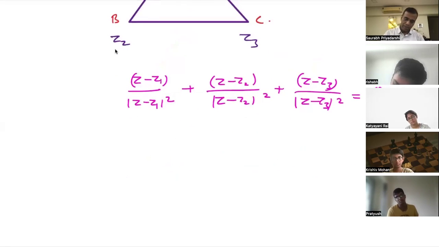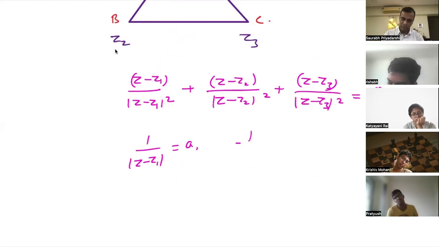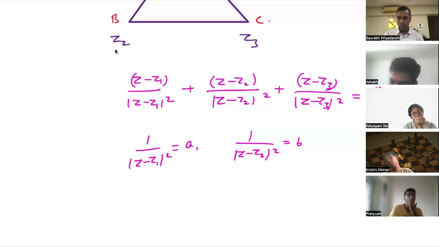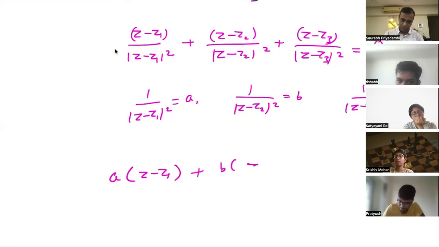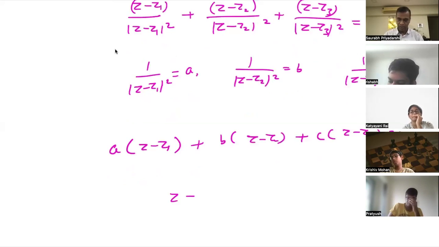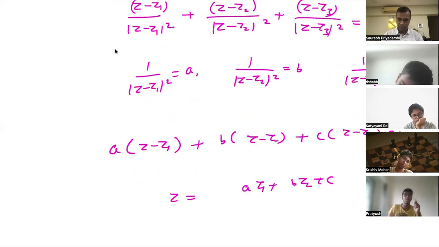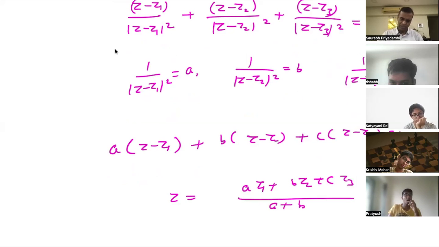Now, let's suppose 1 upon mod square of z minus z1 is equal to a, 1 upon mod square of z minus z2 is equal to b, and 1 upon mod square of z minus z3 is equal to c. So this is a times z minus z1 plus b times z minus z2 plus c times z minus z3 is equal to 0. From this, I can say z is equal to a z1 plus b z2 plus c z3 upon a plus b plus c. What is the meaning of this?